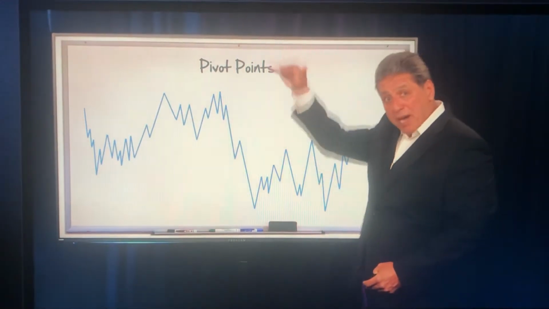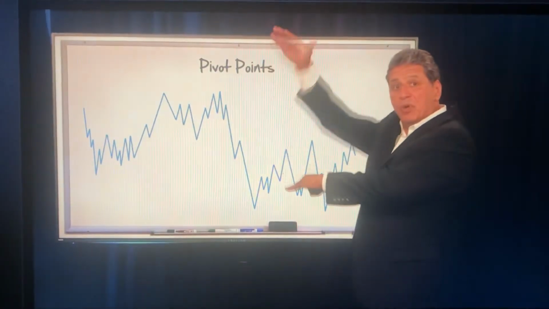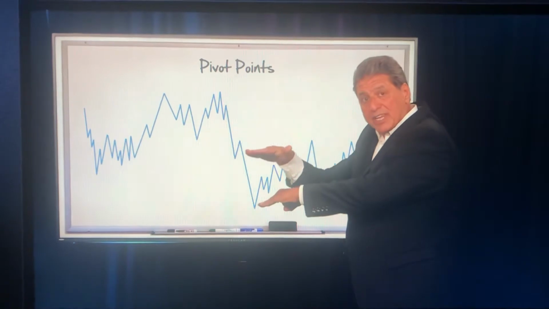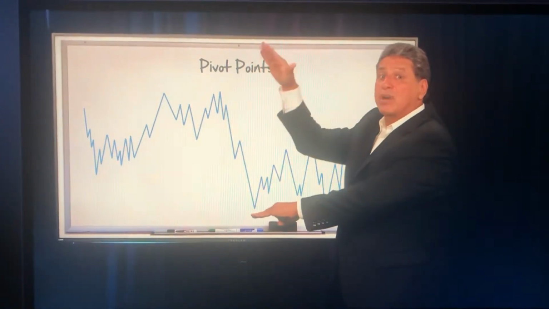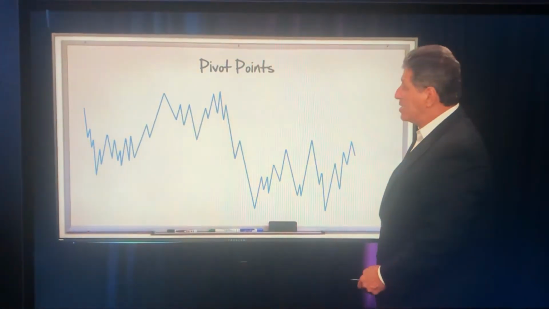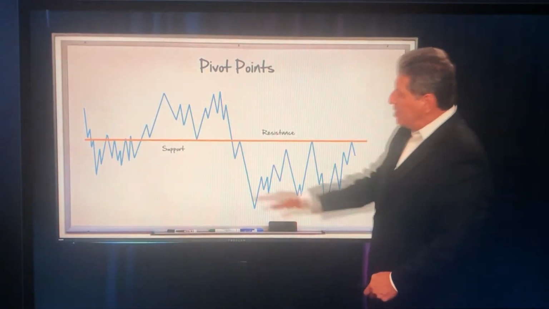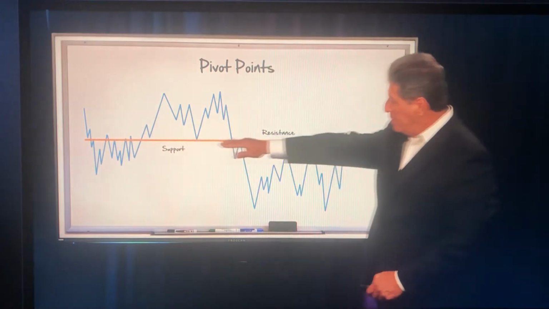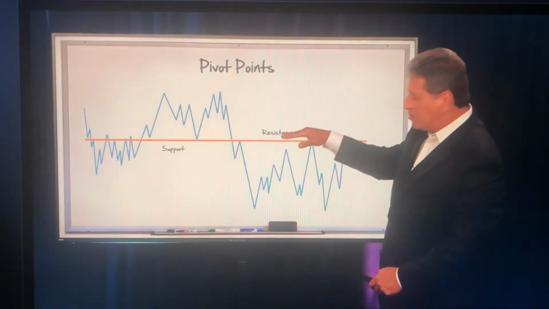If the market is above that pivot point, and here's the pivot point, then the market's going to come down, gravitate towards the pivot point, and usually bounce right back up. So it acts as a level of support and resistance. This is what it looks like. See, you have support right here at the same line as resistance.